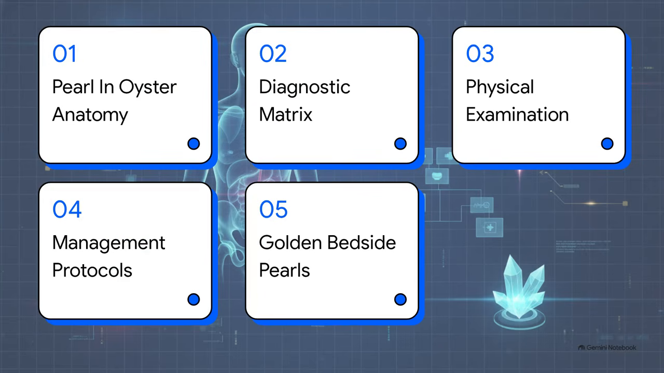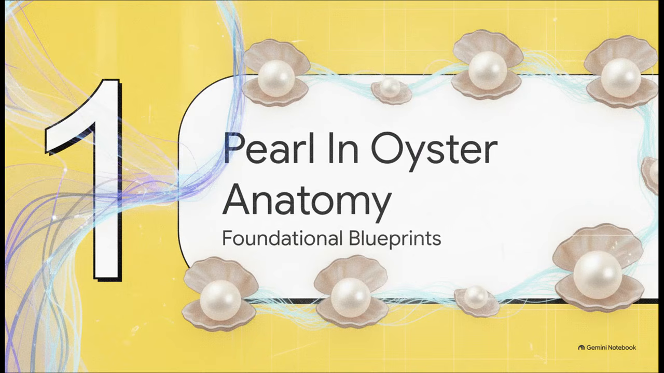So, here is our roadmap for today's explainer. We'll start with pearl and oyster anatomy, move into the clinical diagnostic matrix, run through a step-by-step physical exam, look at master management protocols, and wrap up with some golden bedside pearls. All right, Section 1, Pearl and Oyster Anatomy.